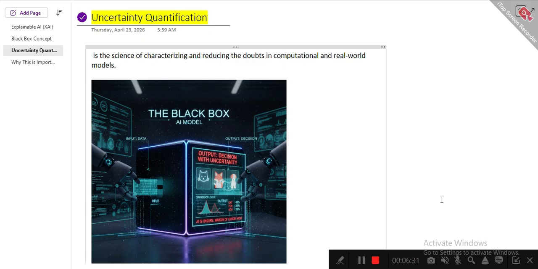Think about weather prediction. Sometimes it says 90% chance of rain. Sometimes it says 40% chance of rain. This percentage is uncertainty. If AI always acts like it is 100 percent sure, that is dangerous. Because sometimes AI is wrong, and if we don't know the confidence, we may trust it blindly.